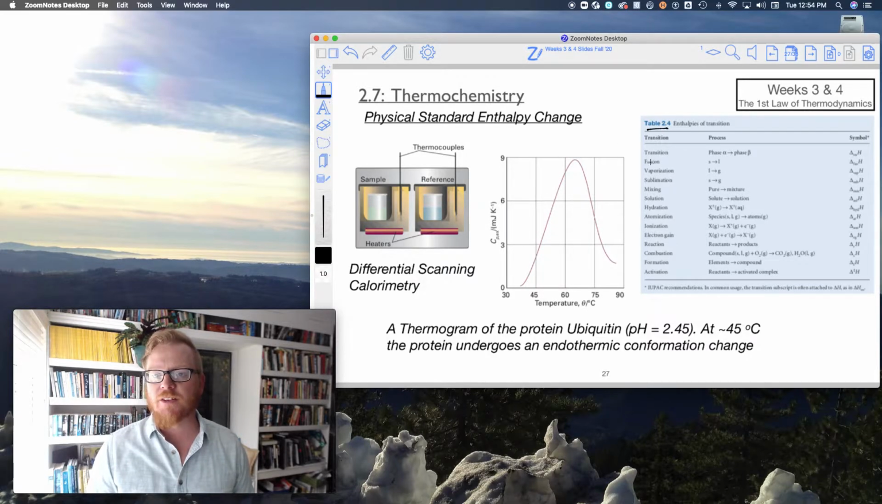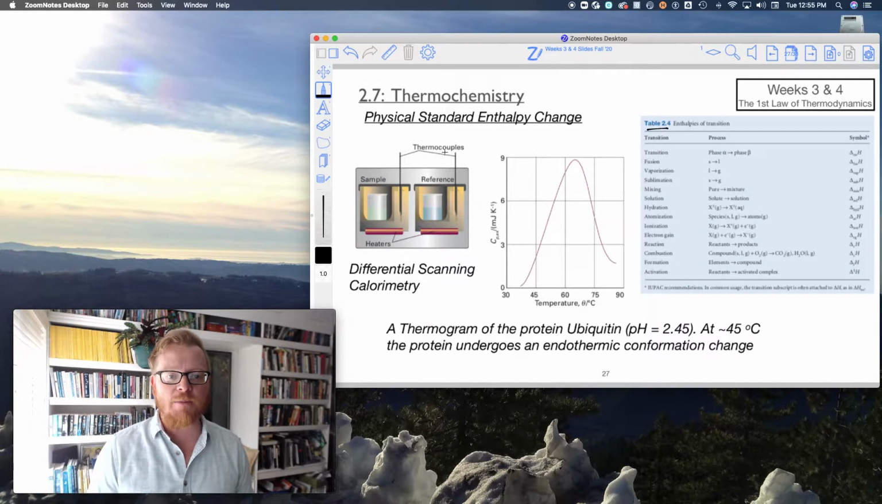Such as the enthalpy of fusion, which is the change in heat accompanied when a solid becomes a liquid, or the enthalpy of vaporization, the change in heat accompanied when a liquid turns into a gas. I also want to note that we're going to have a whole entire chapter, a whole entire module on phase transitions. So this is just introductory material for now.